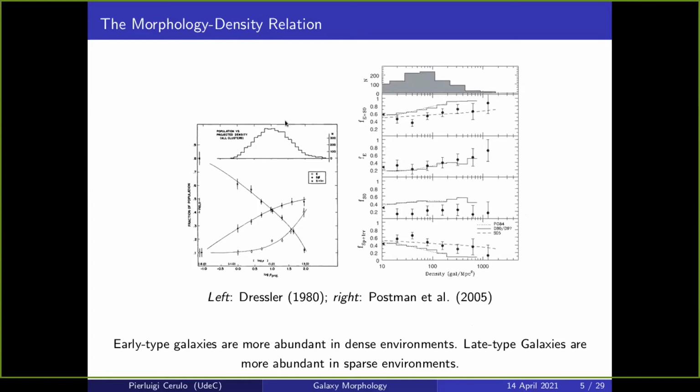And if you see the plot on the left-hand side of the slide, where you see the morphological fraction on the y-axis plotted as a function of the local density of the environment, you can see that the fraction of elliptical and lenticular galaxies increases with galaxy density, whereas the fraction of spiral galaxies decreases. This trend, which is known as the morphology-density relation, is observed up to at least redshift of 1.5 in clusters.